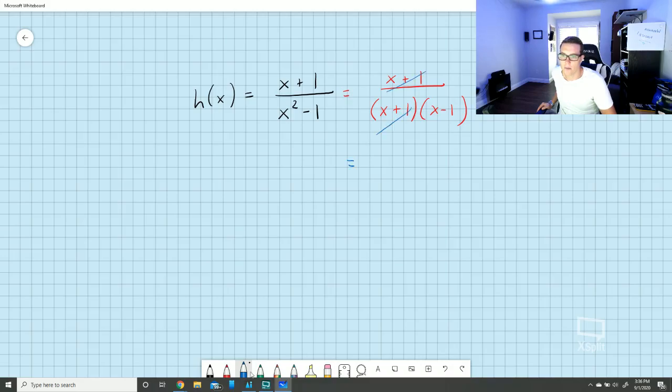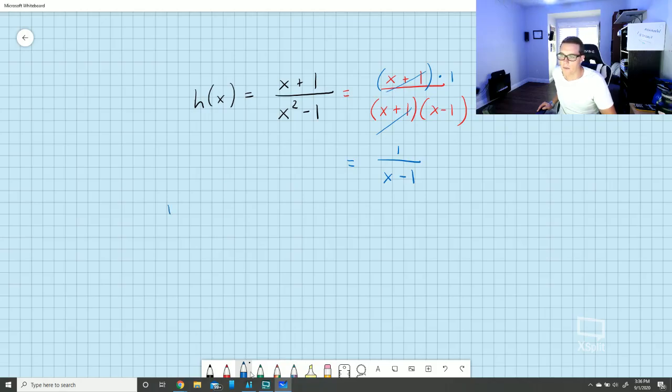So I'll come down here. Nothing left up top. Please don't put 0 up top. If there's nothing left up top, you need a placeholder 1. If you said it's 0, because think about it, it's this thing times 1, really. So there is a 1. It's not a 0, because then the fraction would just equal 0. So this is our simplified function.